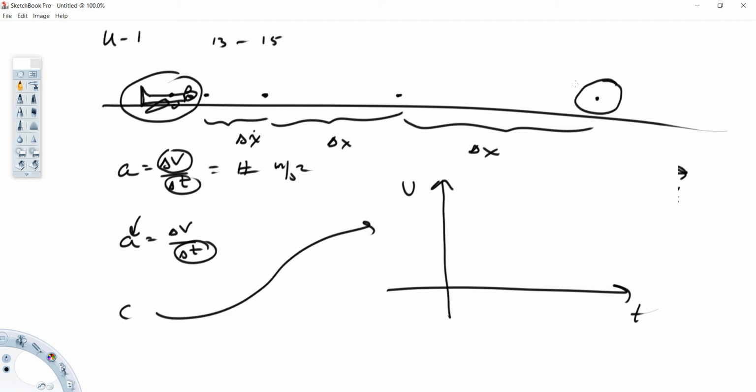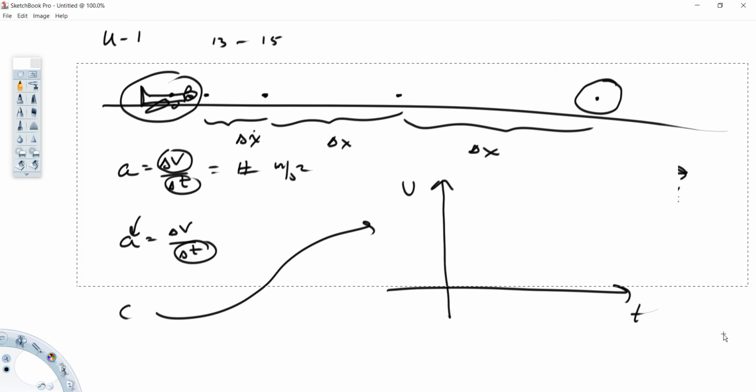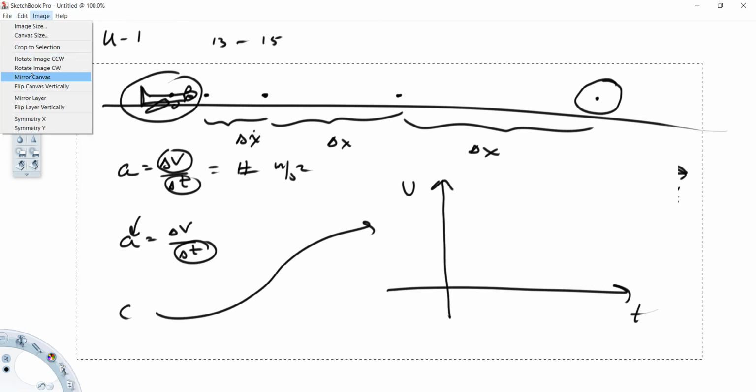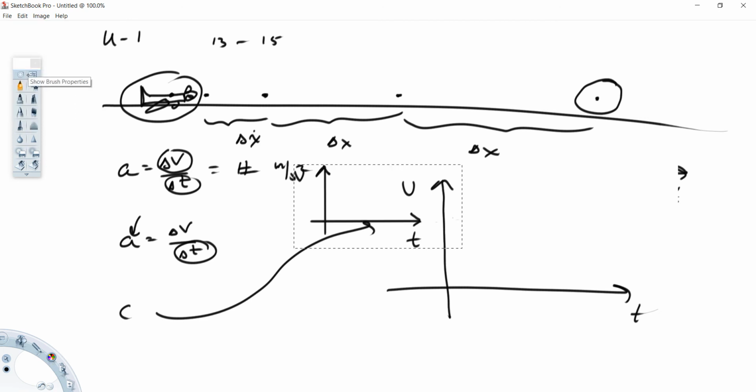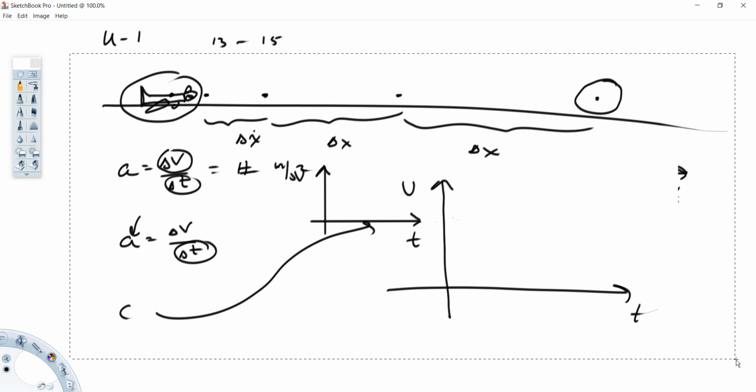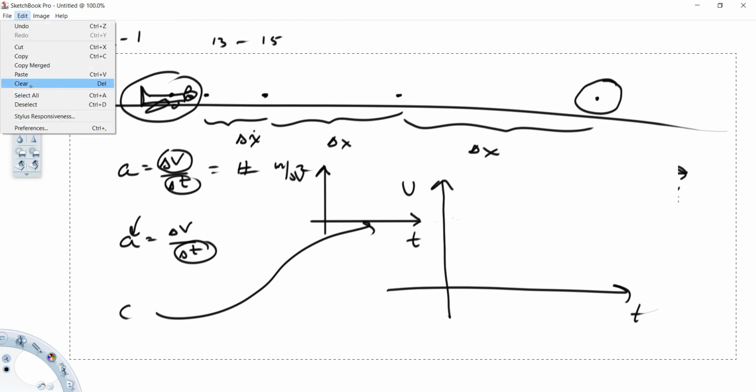Next, number 15. Let's chat about that. Whoops, that's weird. Try this again. There we go.